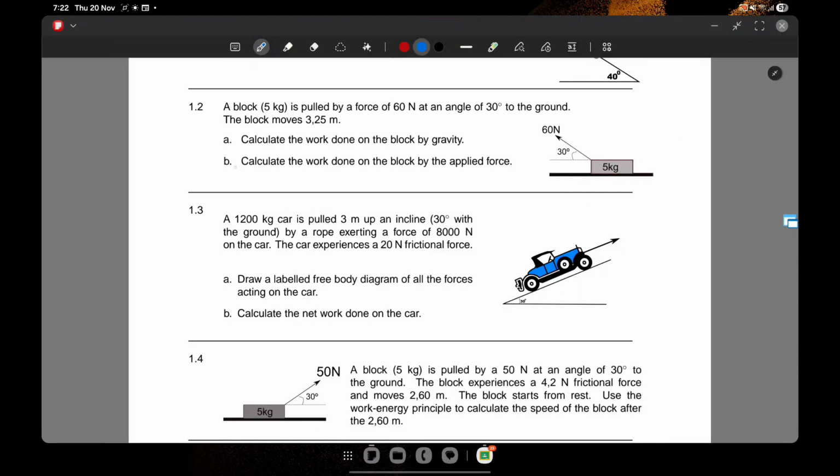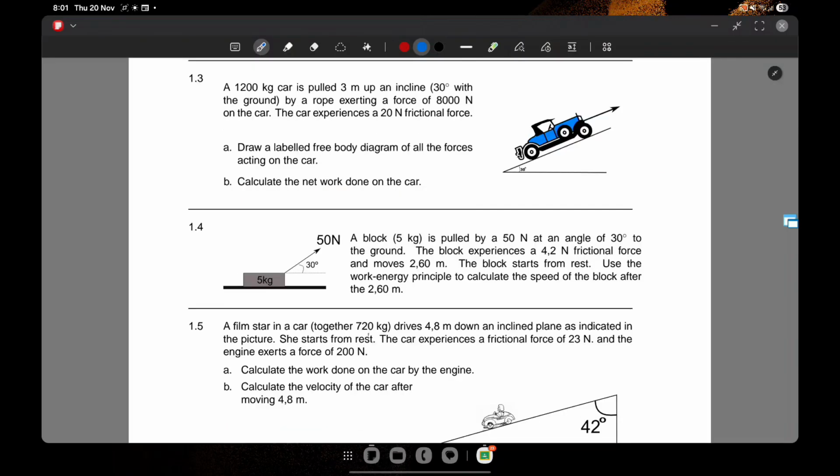The next question asks, calculate the work done on the block by the applied force. How much work is this force, 60 newtons, doing? The formula from our data booklet is work is Fd cos theta, aka work is force times displacement times cos theta. Well, we're given all of the values here. So the work is 60 times 3.25 times cos 30. This is around 168.9 joules.